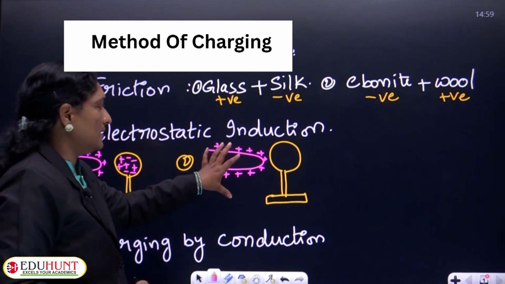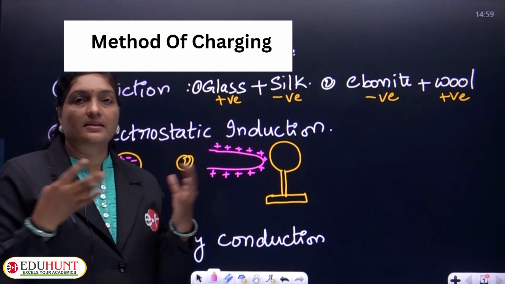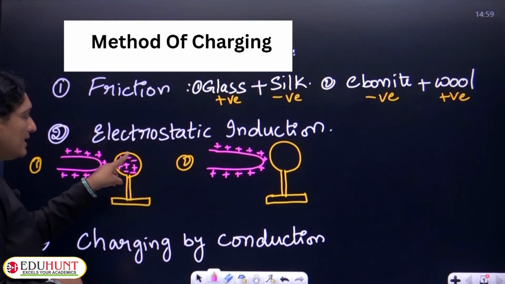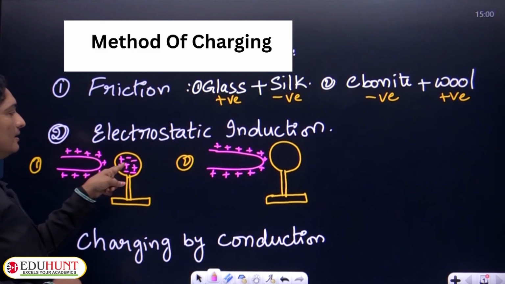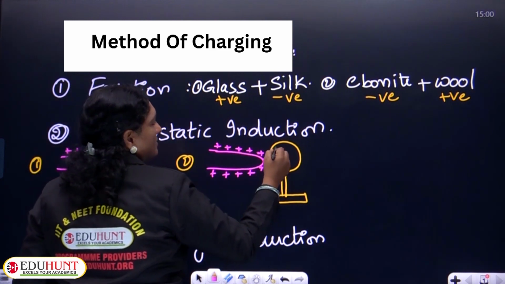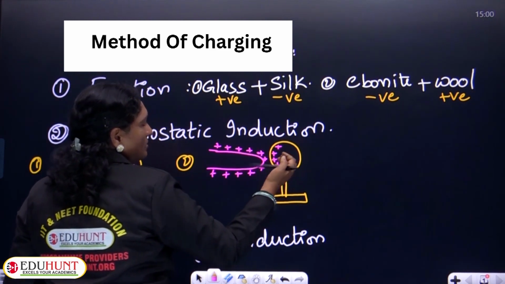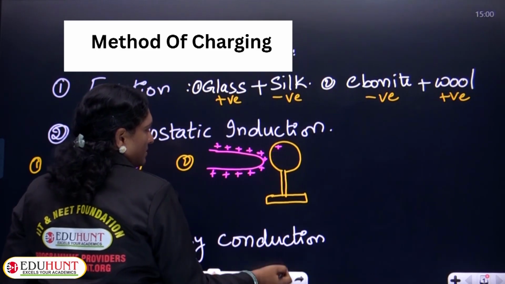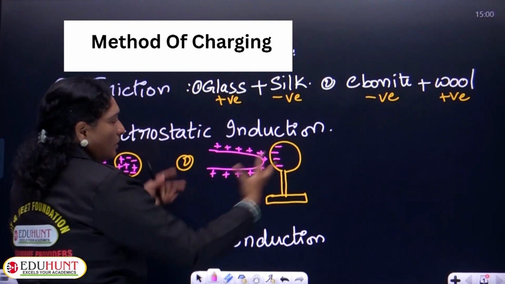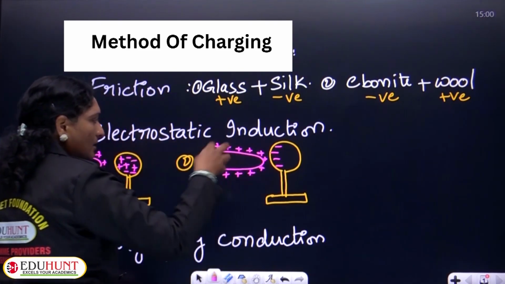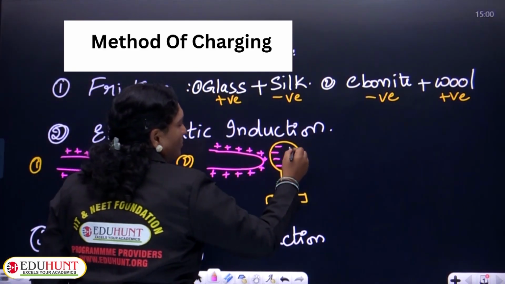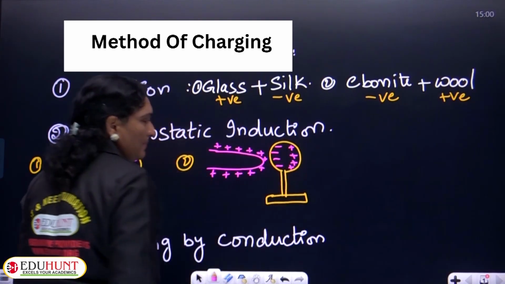Due to the tendency that like charges repel each other and unlike charges attract each other, all the negative charges inside the conductor move closer to this charged body, something like this. All the negative charges will move towards the charged body due to attraction, whereas due to repulsion, all the positive charges are repelled away, so they move far away as shown in the picture.